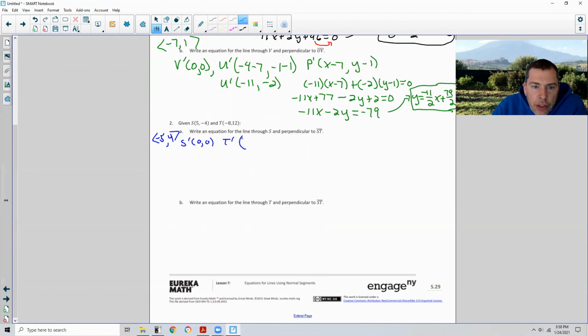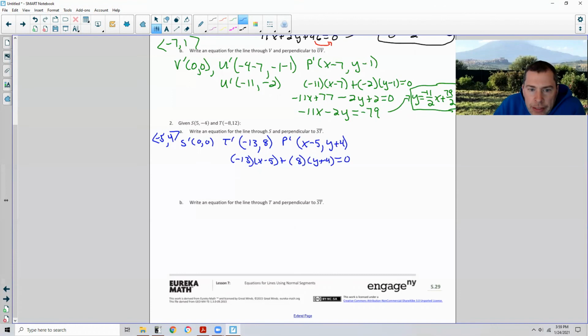T prime is going to be negative 8 minus 5, which is negative 13, comma 12 minus 4, which is 8. And my P, my other point, is going to be x minus 5, y plus 4, coming from this vector. And then we just simply multiply x's and y's and set equal to 0. See how easy this becomes after you do a few? So it's going to be negative 13 times x minus 5 plus 8 times y plus 4. And that has to equal 0.